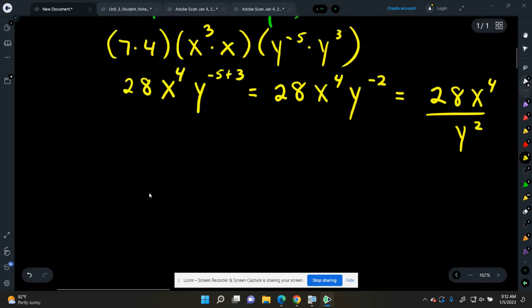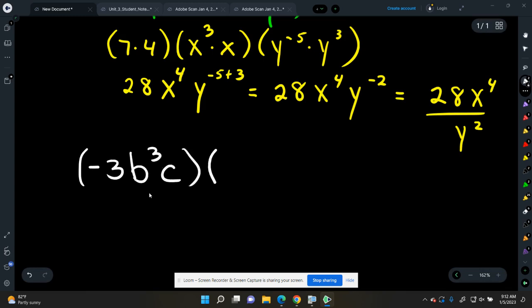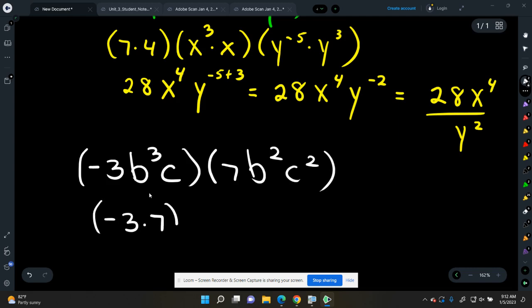Let's do number 6. We're doing number 6. Everybody, number 6. This is the one that your quiz was on. This is number 6. Give me a 4. Okay, we're going to group them together. Negative 3 times 7. B to the third times b squared.